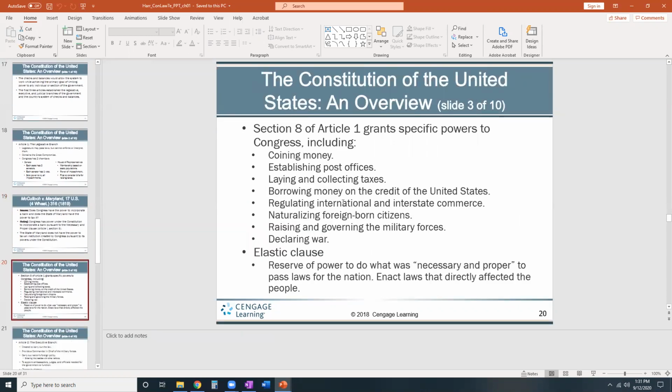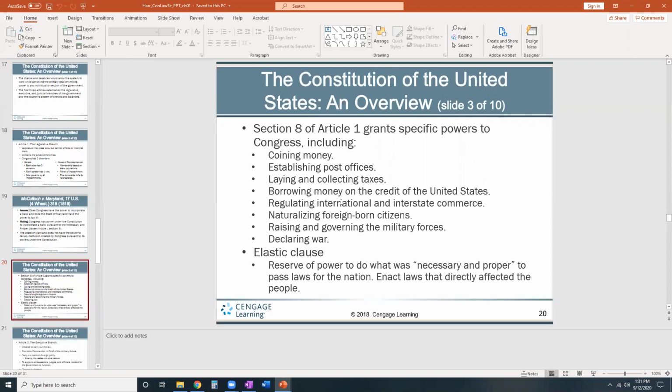The most significant part of Article 1, again, we talked about how Article 1 is the article that talks about the legislative branch. The most significant section within that article is by far Section 8, which grants the specific powers that the Constitution gives to Congress, and those powers are very broad, very large.